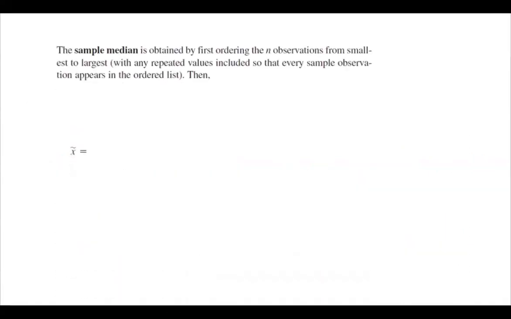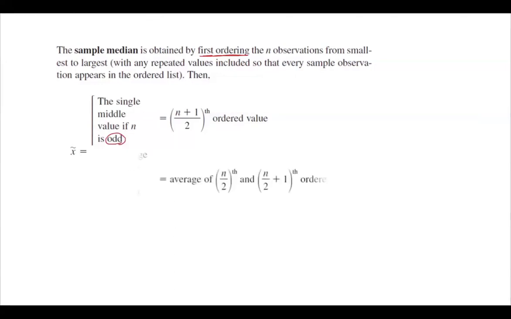More formally, the sample median is denoted by x tilde, so you have a tilde on top of your x. Please make sure to order the data. The median is the single middle value if n is odd. So if you have an odd number of values in your collection after ordering the data, the (n plus 1) divided by 2 ordered value is going to be your median. However, if you have an even number of values in your collection, the average of the (n divided by 2) and (n divided by 2 plus 1) ordered values is going to be your median.